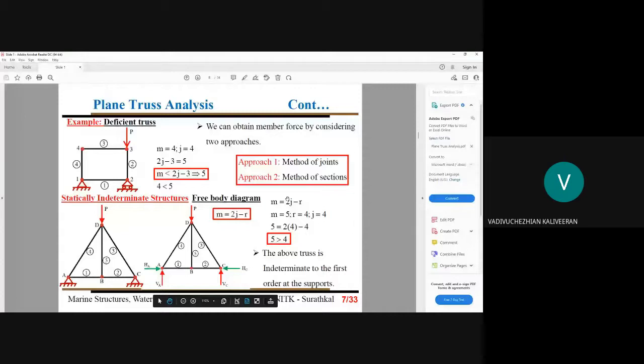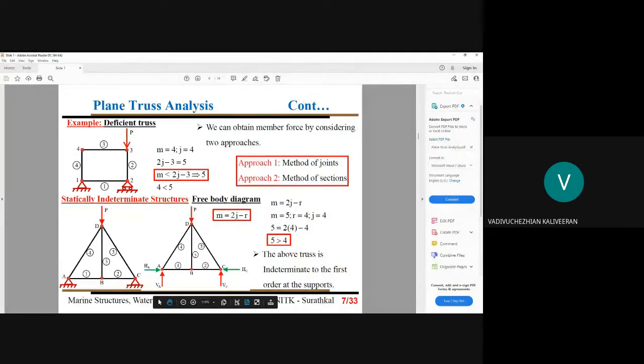So now, how will we solve those problems? When you think about your plane truss analysis, there are 2 different approaches: method of joints, method of sections. When you say method of joints, you are trying to use your concurrent category. You are trying to fix one particular joint, and you are trying to see your applied loads and your internal reactions, and you are trying to solve your problem from your force equilibrium point of view.